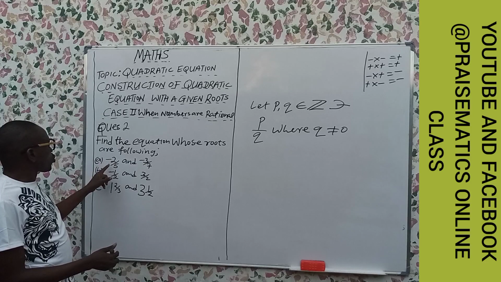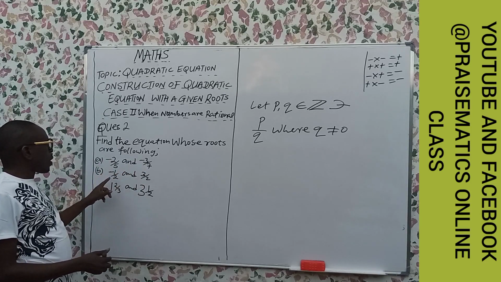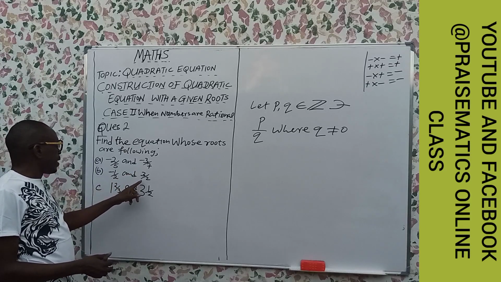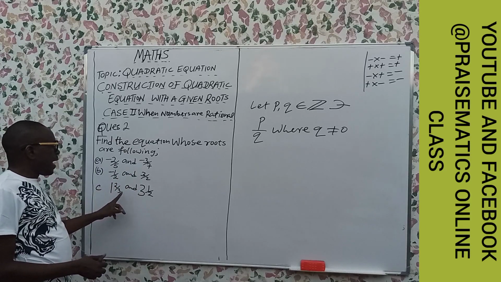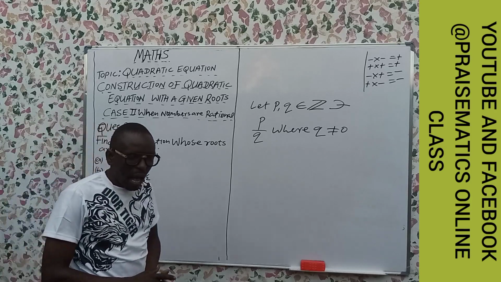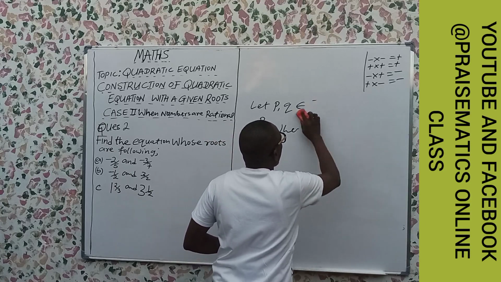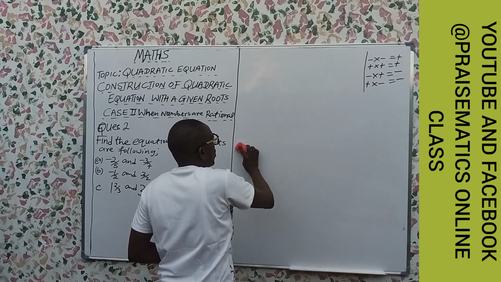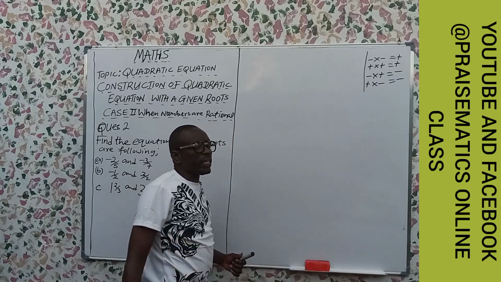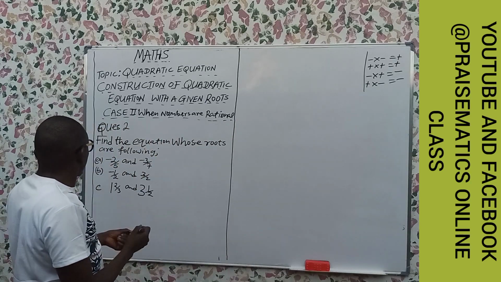So we are going to look at this question. Minus 2 over 5 and minus 3 over 7. Minus 1 over 2 and 3 over 2. One whole number 2 over 3, and 3 whole number 1 over 2. All these are rational numbers. We are going to solve it and know how to construct it back so that it will form a quadratic equation. Let's solve it.